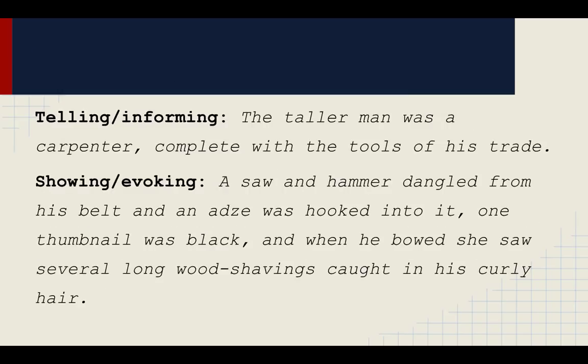Next one. Just telling. The taller man was a carpenter, complete with the tools of his trade. Kind of like two-dimensional, like you can see this sort of flat picture of a guy with a tool belt on. Versus, a saw and hammer dangled from his belt, and an adze was hooked to it. One thumbnail was black, and when he bowed, she saw several long wood shavings caught in his curly hair. Much more thought-provoking, right?